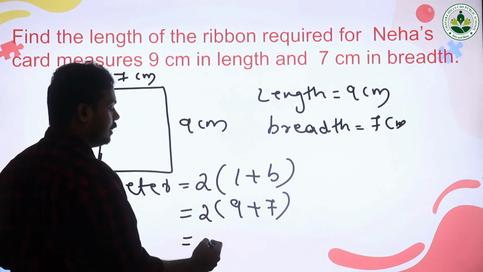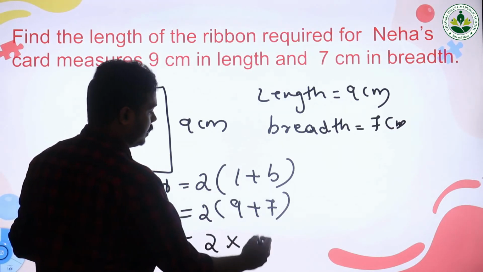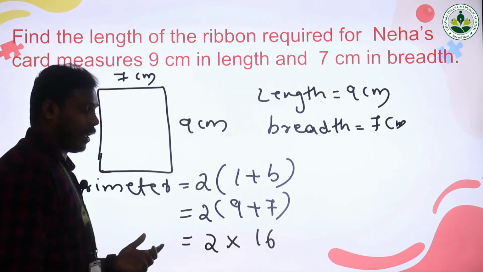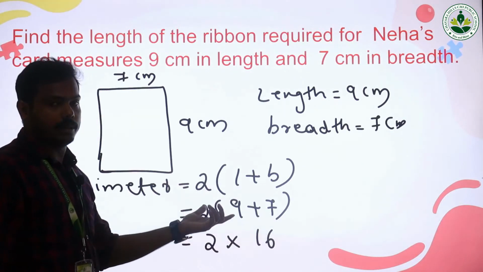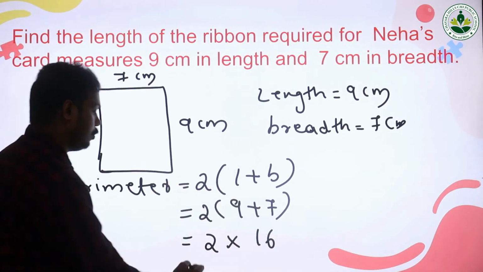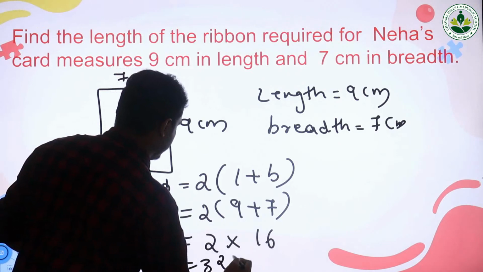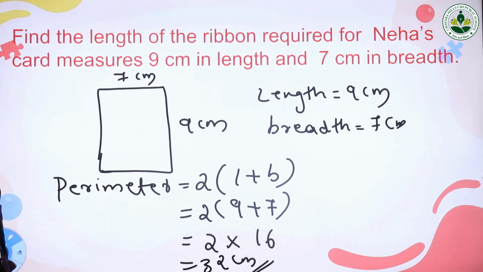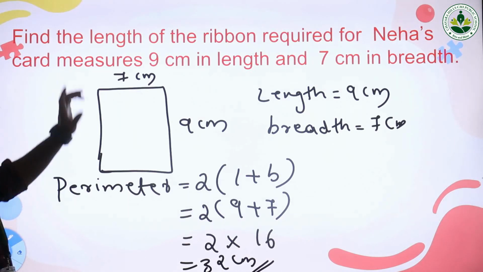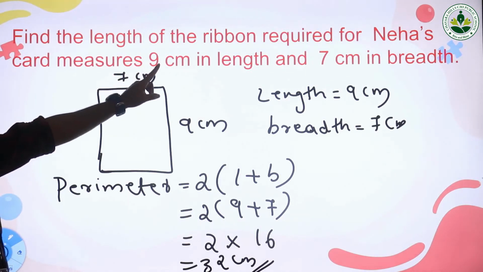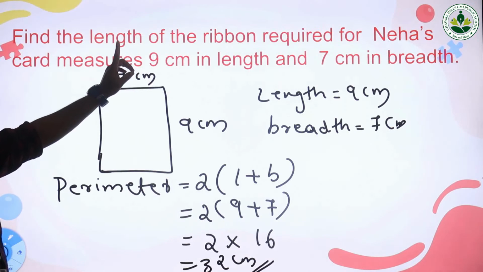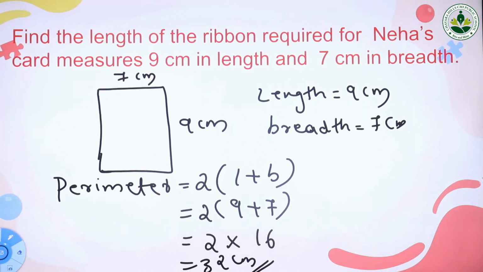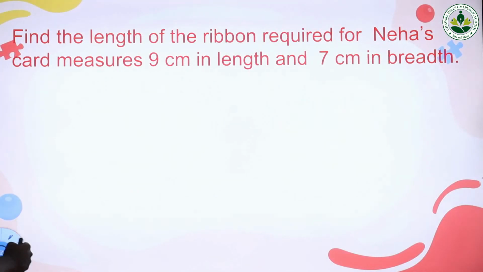9 plus 7 is 16. 16 into 2 is 2 into 16. When we have a bracket, first we need to open that bracket. 9 plus 7 is 16. 16 into 2 is 32. So the perimeter of that rectangular shape is 32 centimeter. That means 32 centimeter ribbon is required for Neha's card.